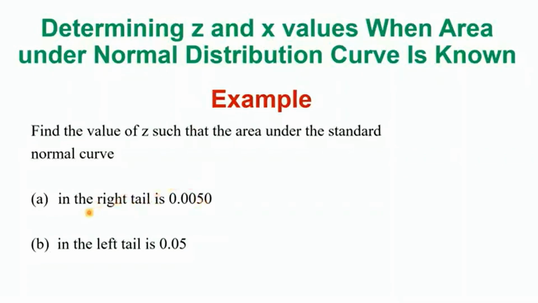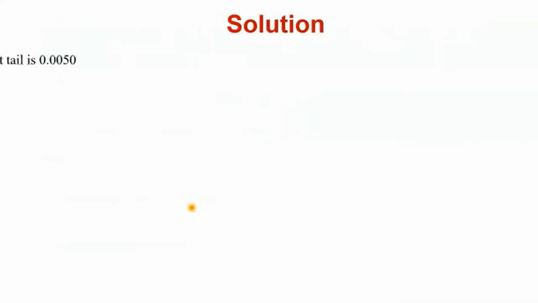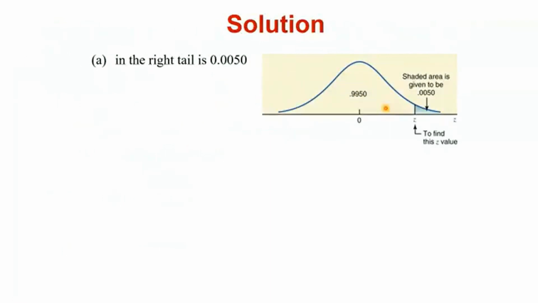For example, this one, the right tail is 0.005, area is 0.005. When the area is 0.005, we need to find the value of Z. What is the value of Z for this area? For this one, you need to go to table 2, because table 2 has some convenient values for the area already prepared.